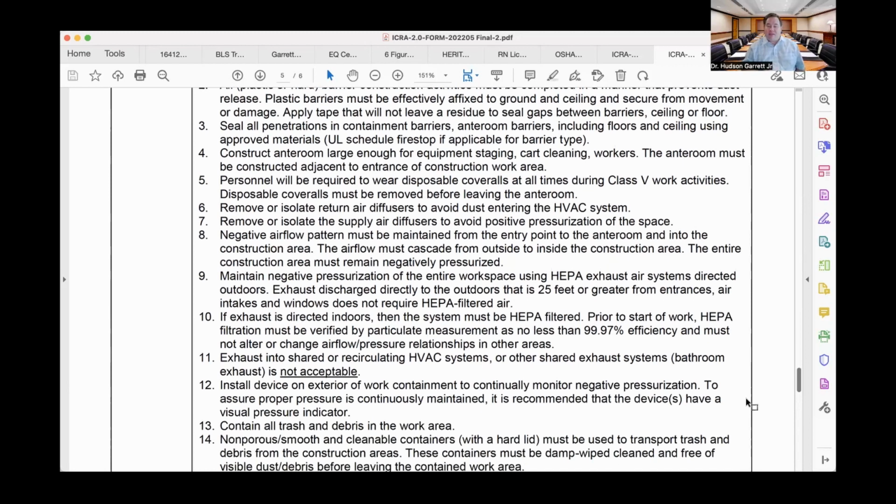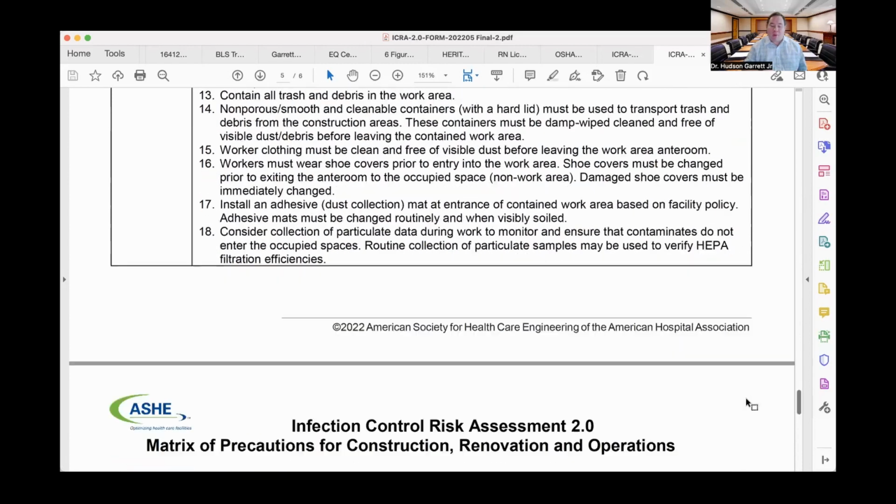So again, this is designed to say, based on my risk of the activity, the duration, the location, as well as the type of patient population served and the procedures performed, this is what's going to be triggered, right? And again, you can always go above and beyond, but you don't want to go below the minimum.